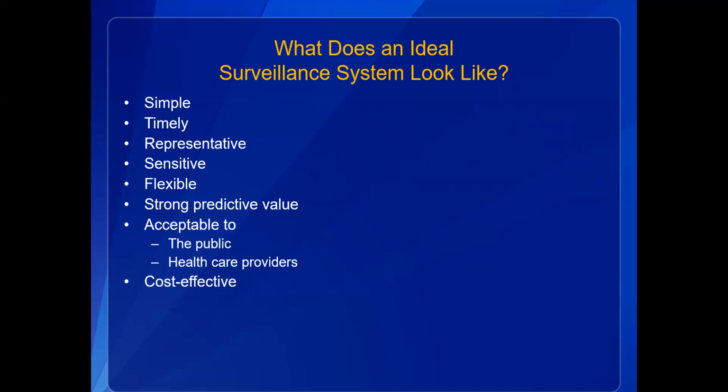Then it has to be representative. In terms of representation, it just means it has to cover everything, in terms of person, place, and time. Whatever you get from this surveillance system should reflect what is actually happening on the ground. That's the meaning of representative.